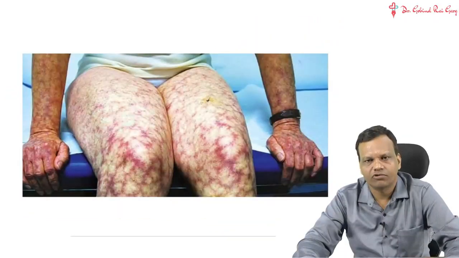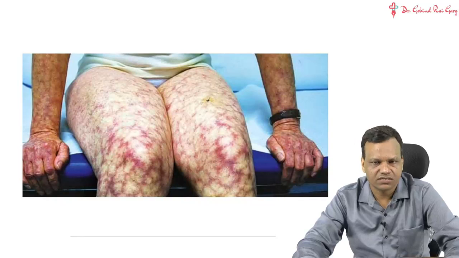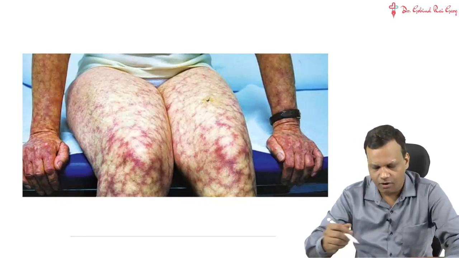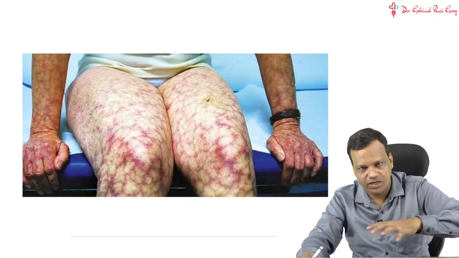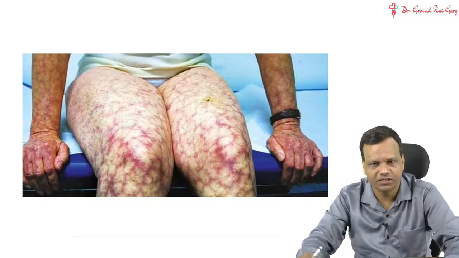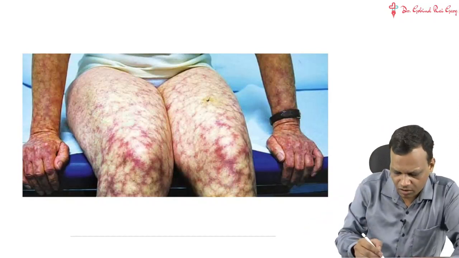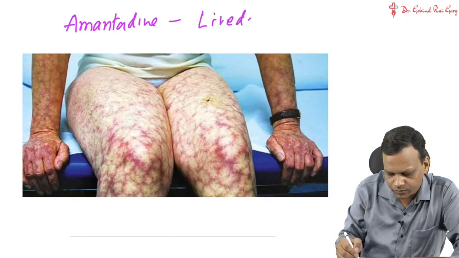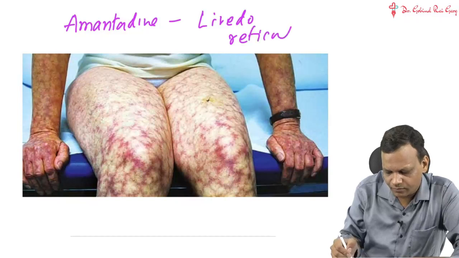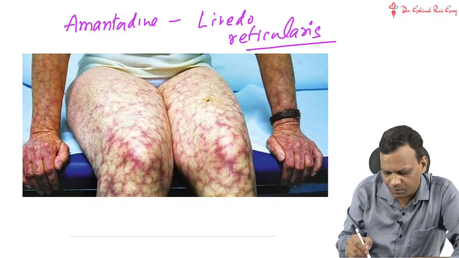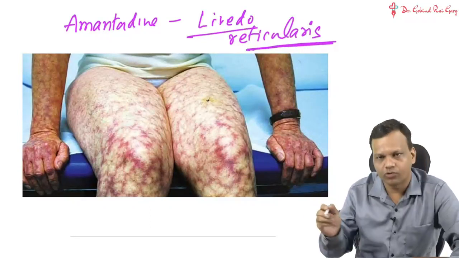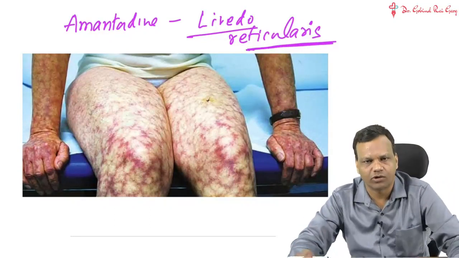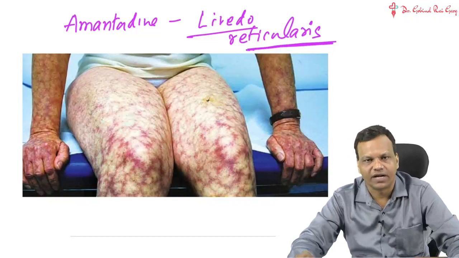Okay, so can you identify? This is a skin pigmentation in the form of reticular meshwork. Reticular meshwork is present, skin pigmentation. So this is known as, yes, it is caused by amantadine, an anti-Parkinsonism drug. The name is livedo reticularis. Livedo reticularis, pink skin pigmentation in the form of reticulum or meshwork. Livedo reticularis, an adverse effect of amantadine.